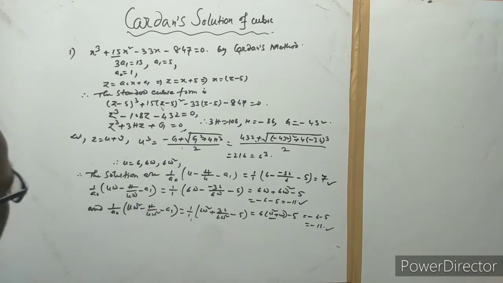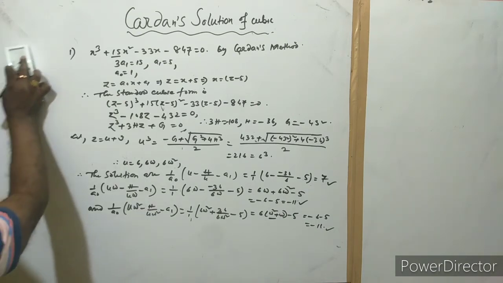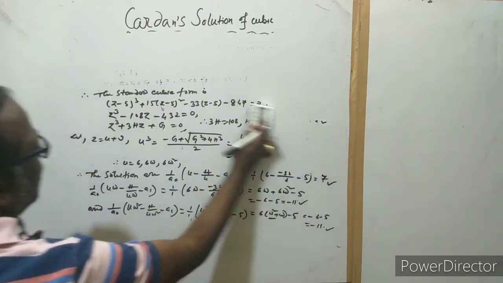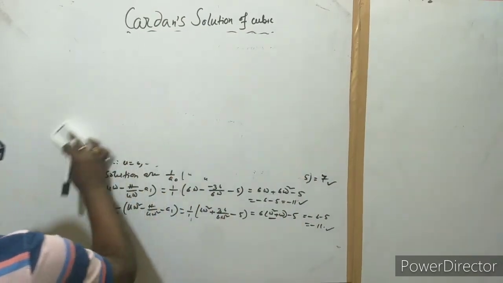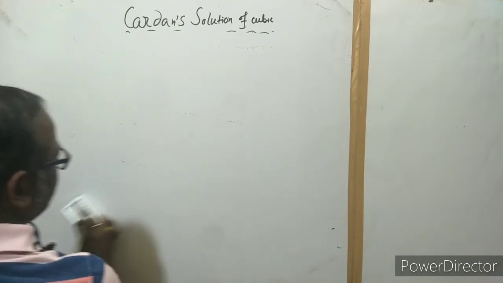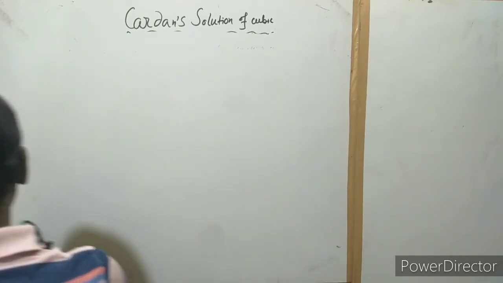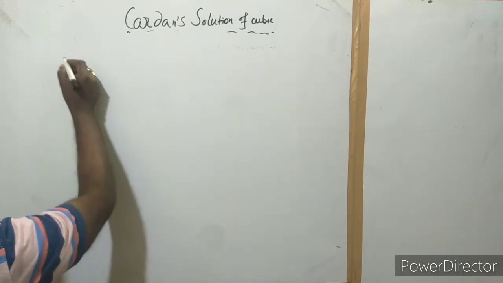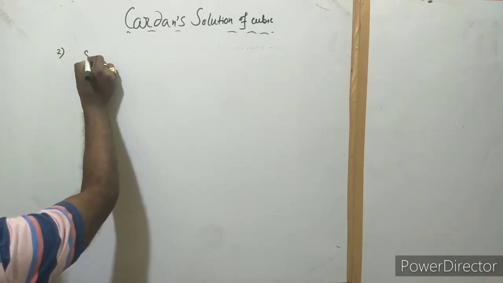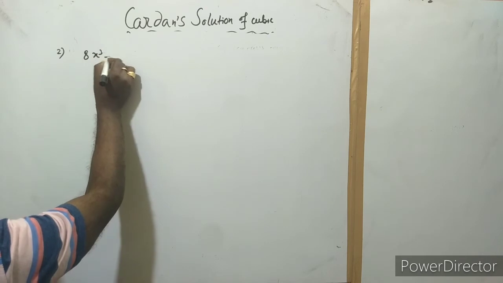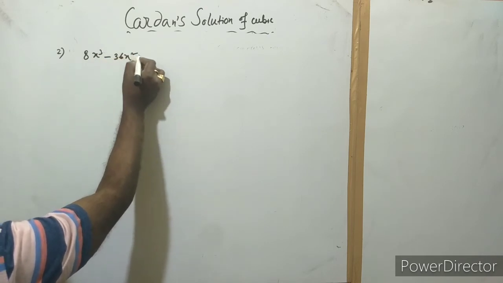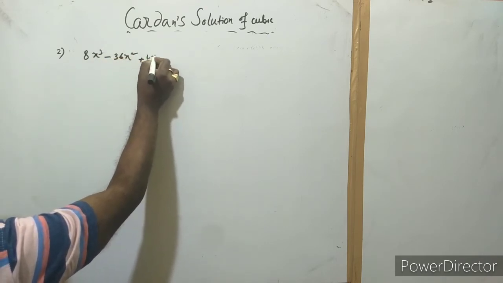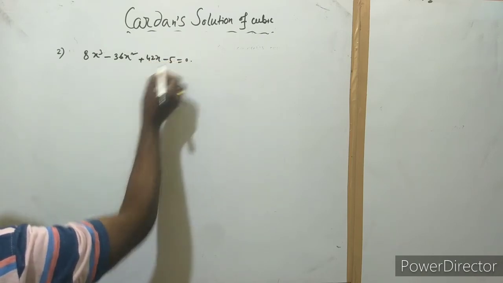See carefully, very interesting question. So now we have to proceed to the next problem. This problem is with respect to the transformation. This is 8x cube minus 36x square plus 42x minus 5 equal to 0.